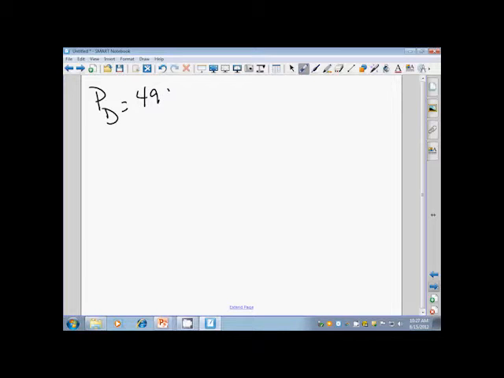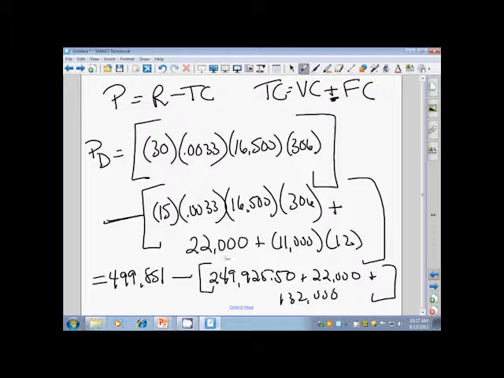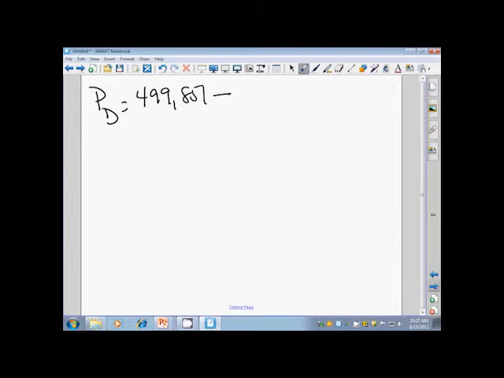Our revenue, $499,851 minus, I had 249,925.50, 22,000, and 132,000, all within that bracket from the last page, this right here. If I add all of that together, I get 403,925.50. Subtract that from my revenue.